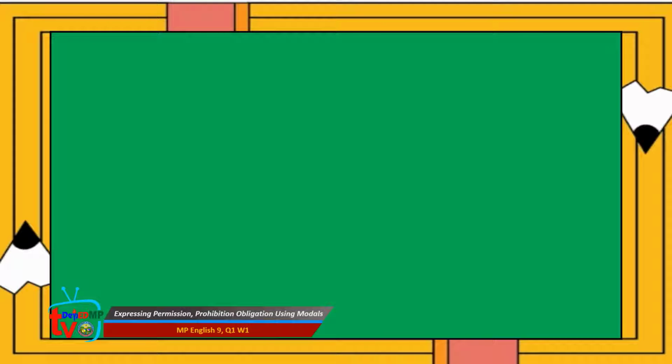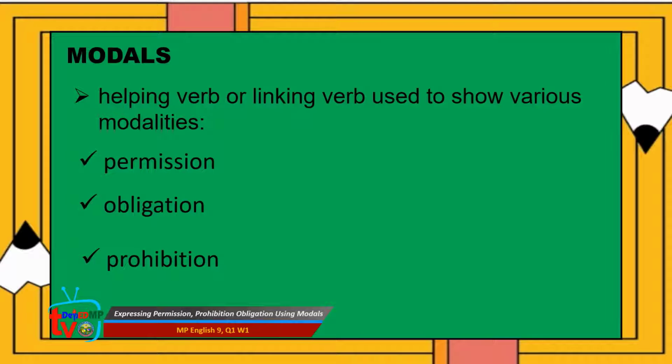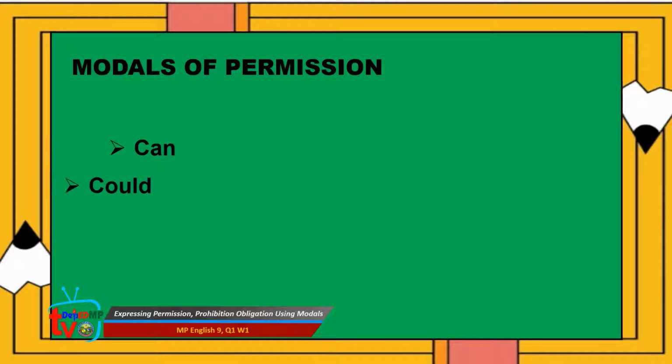To begin with, let's talk about modals. Modals are a type of helping verbs or linking verbs used to show various modalities such as permission, obligation, and prohibition. Let's start with expressing permission using modals. The modals can, could, and may are all used to express permission.